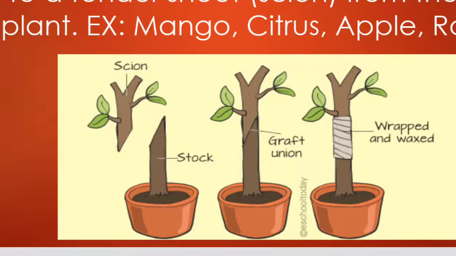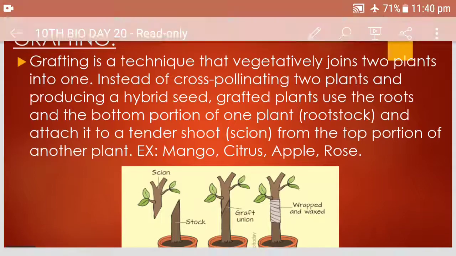So this is used when you want to have selected characters. When you are selecting two characters, one character in one plant and another trait in another plant, the two traits can be united and you can get them in a single plant. So when you want to have desired characters, you can select grafting. I will tell you the examples: mango, citrus, apple, rose, all these are examples of grafting.